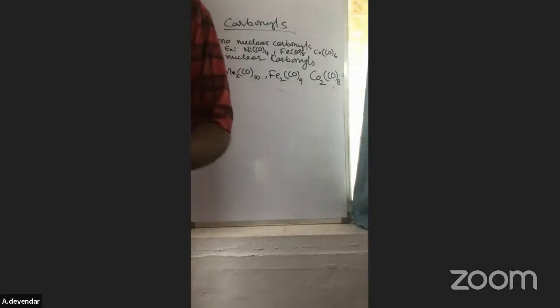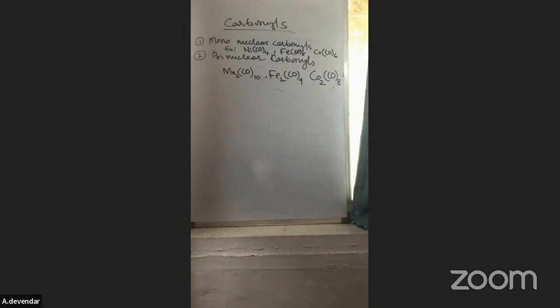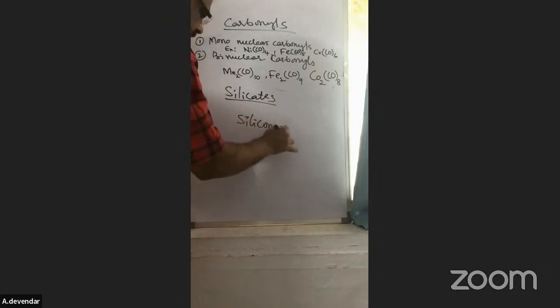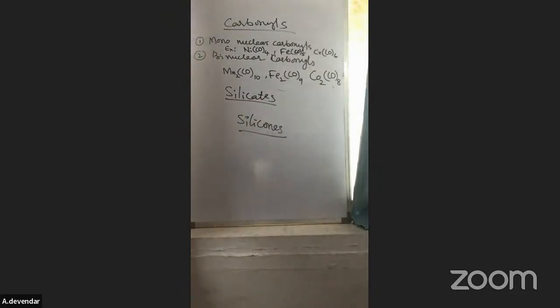Next are the silicates. There are pyrosilicates, chain silicates, cyclic silicates, and sheet silicates. Then silicones. These are the important topics. Many essay-type questions come from here. Carbides is an essay-type question, carbonyls is a short answer, and silicates is again an essay-type question. There are five categories of silicates, and silicones have different structural formulas, all built with silicon.